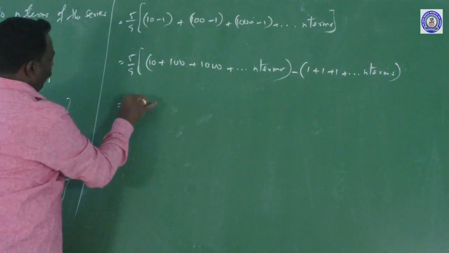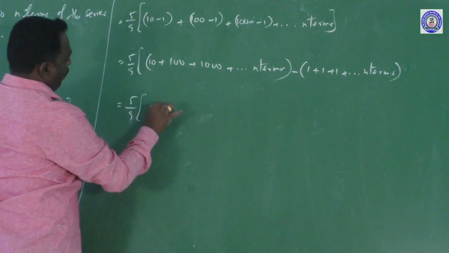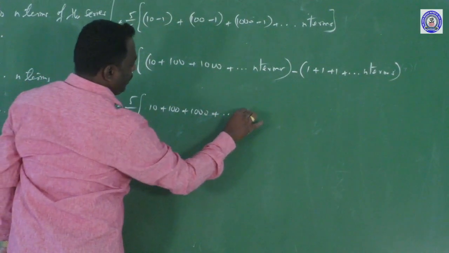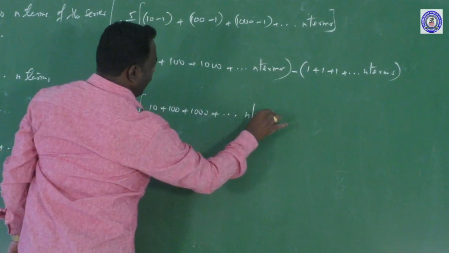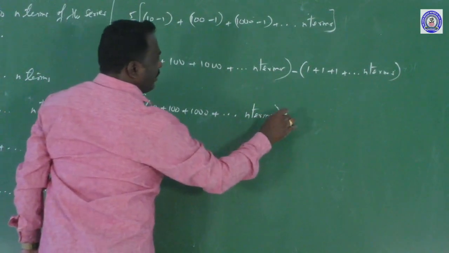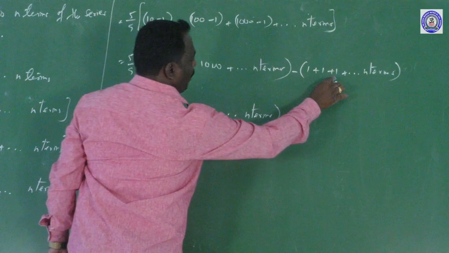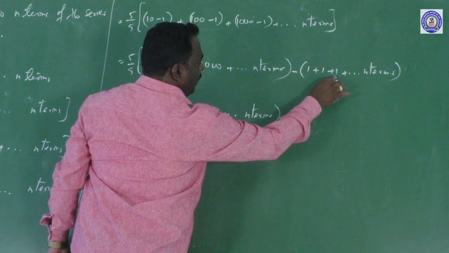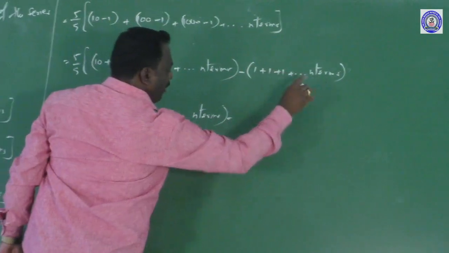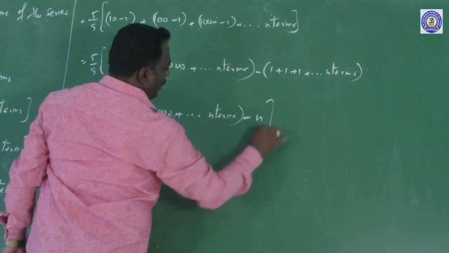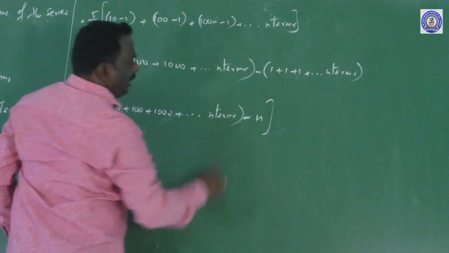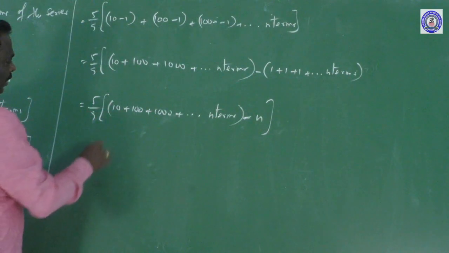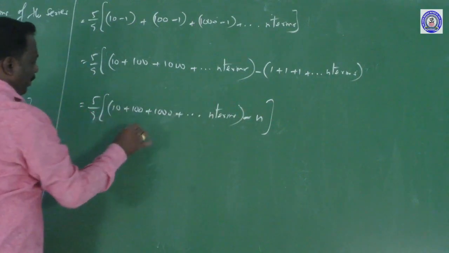Now that is equal to 5 by 9 within the bracket: 10 plus 100 plus 1000 plus etc. n terms for the first bracket, minus 1 plus 1 plus 1 plus n times. So 1 plus 1 is 2, 1 plus 1 plus 1 is 3. Adding up n times, it becomes minus n. So totally the n ones, 1 n times, you can simply write as n. Now we have to find the term within the bracket.